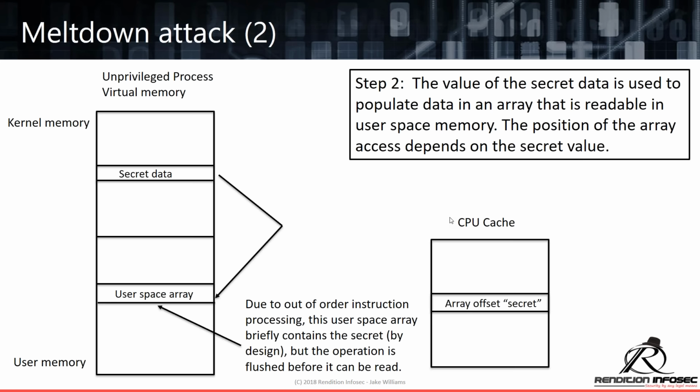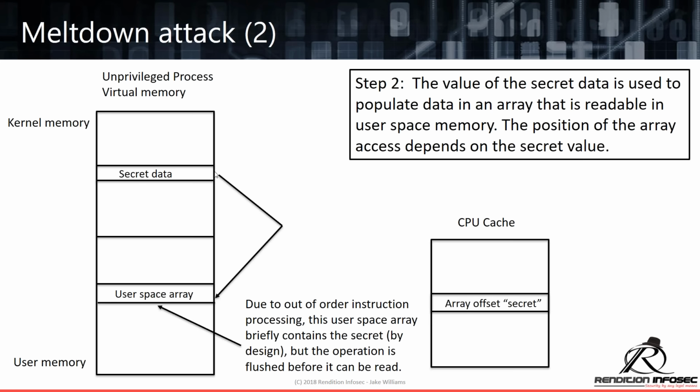What ends up happening effectively is the secret data is read, and because it writes into the user space array, in order to write there, it has to grab one of those offsets. So the CPU has to go grab one of those 4K pages, and when it does that, it puts it into the CPU cache. Technically, we'll never be able to read the value out of the CPU cache.